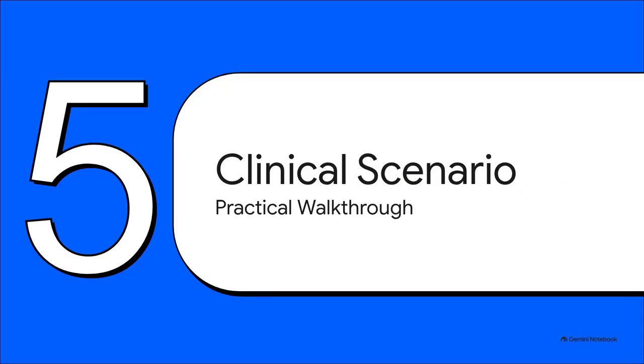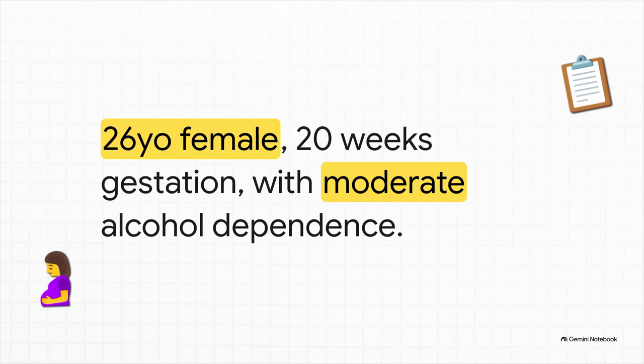Okay, on to section 5. Let's do a clinical scenario walkthrough. Let's actually pull all these rules together and apply them to a real-world chart. Imagine you're auditing right now. The documentation details a 26-year-old female patient at 20 weeks gestation, so she's right in her second trimester. The provider has formally documented a diagnosis of moderate alcohol dependence. How do we translate this exact clinical picture into a perfectly compliant ICD-10 sequence?